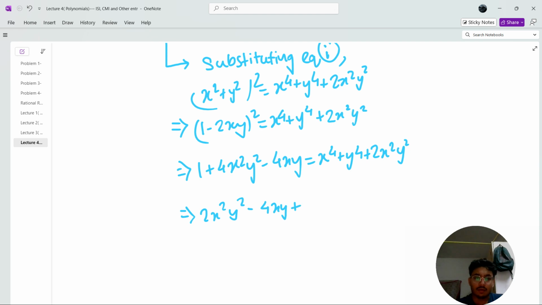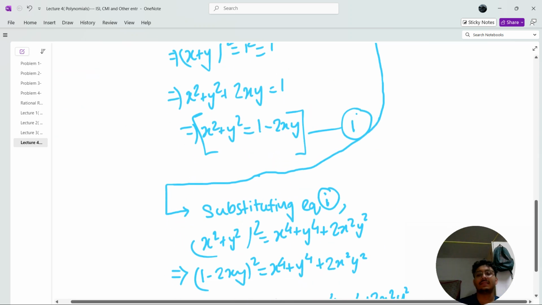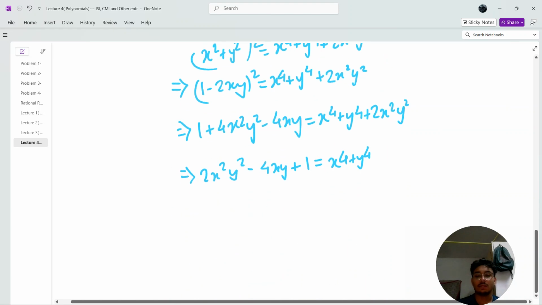And plus 1, here we are left with minus 4xy plus 1, and here we are left with x to the power 4 plus y to the power 4. Now, one thing to notice, students, is I need my answer in terms of c, since my x to the power 4 plus y to the power 4 is c.